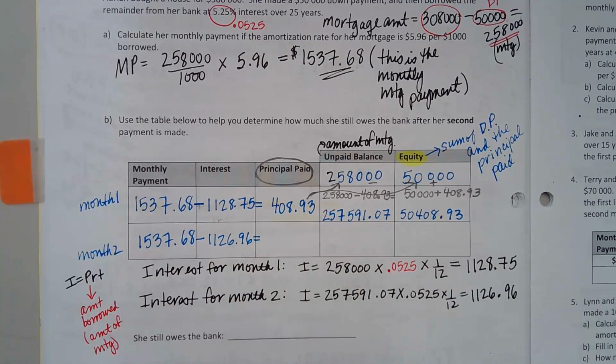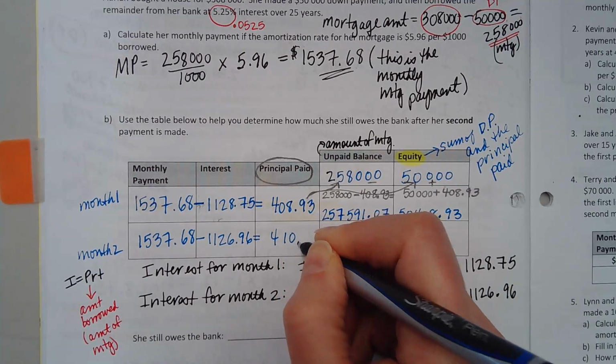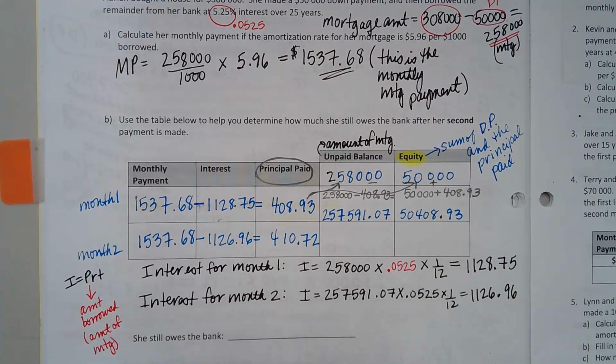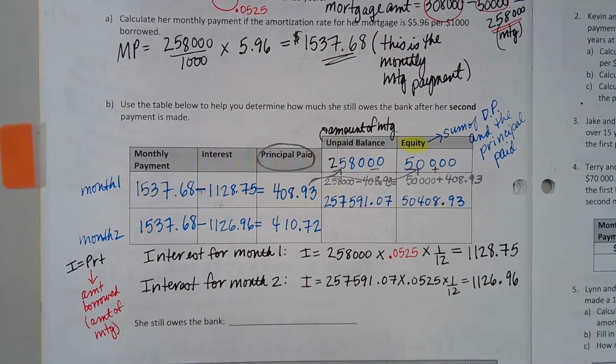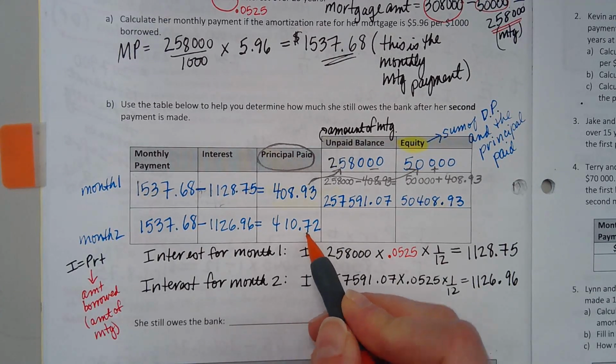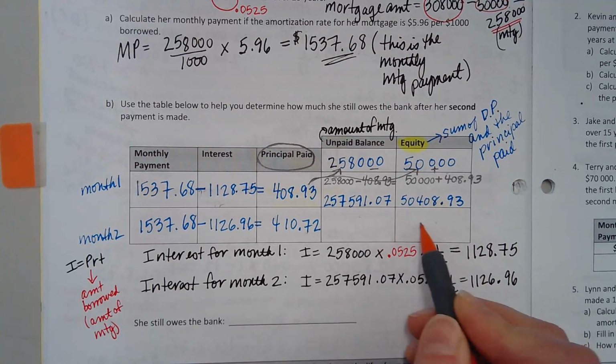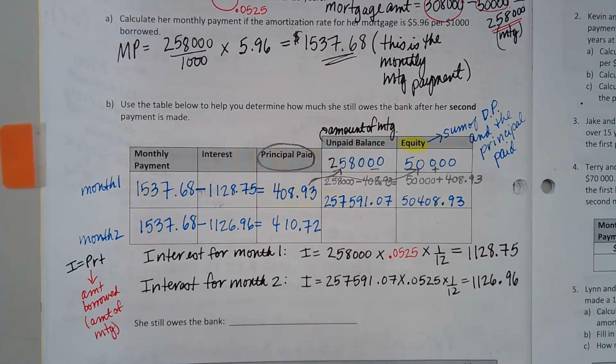Principal is found the same way. So this gives me 410.72. All right, I'm going to give you a moment. I know it's still really new, but I want you to see if you can take this principle and apply the correct math in this cell and this cell, and see if you can come up with the correct numbers down here. I'm going to give you a minute.